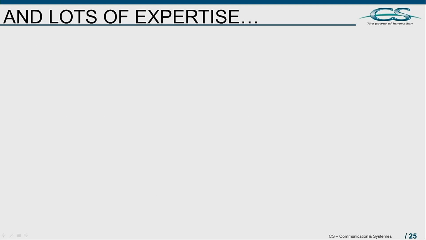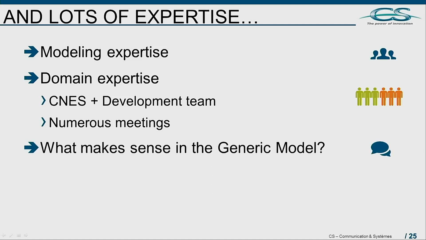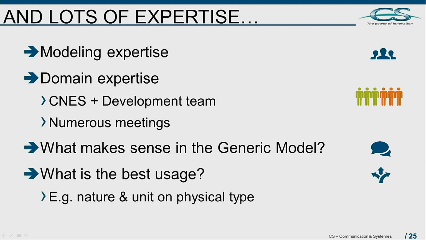The developer tooling is not everything. We also need a lot of expertise. We need modeling expertise to not create anti-patterns, but also domain expertise. The CNES and the development team are both specialized in the domain, and we have numerous meetings together to define, on one hand, what makes sense in the generic model, what we want to be able to model, but also what is the best usage. For example, nature and unit can be stored on a field or on its types. We chose to store it only in the physical type in our import and export strategy. But in the generic model, you can store it in different locations.